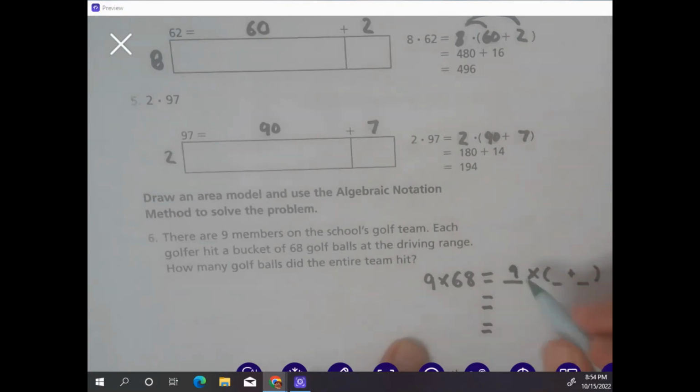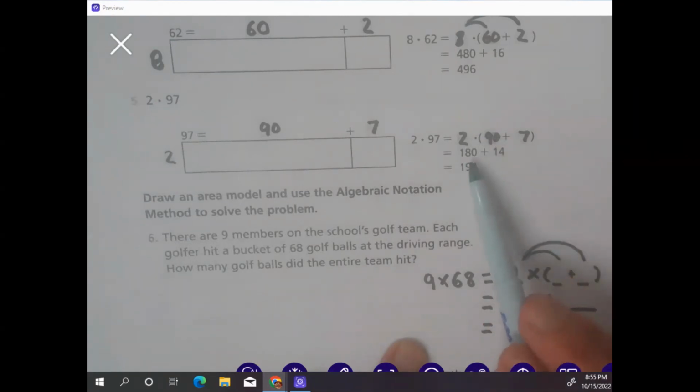The 9 goes here, right? And then you're going to use expanded notation for 68. So you're going to have the 10s here, and then the 1s. And then we're going to do 2 multiplication problems, right? 9 times this number and 9 times this number. Your answers to those are going to be here, right? Just like up here.